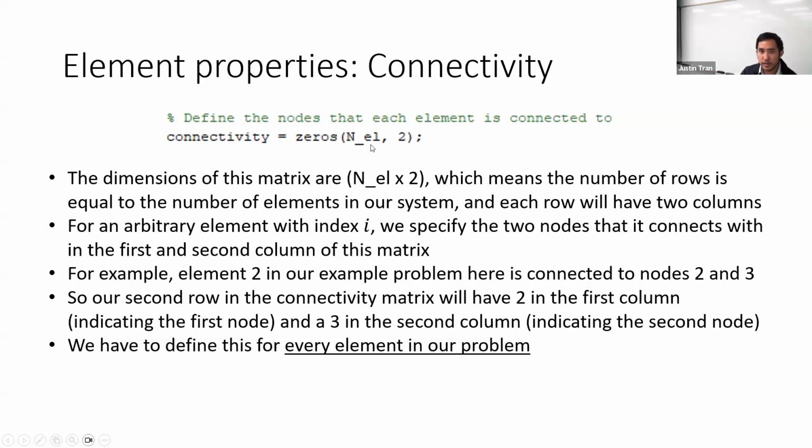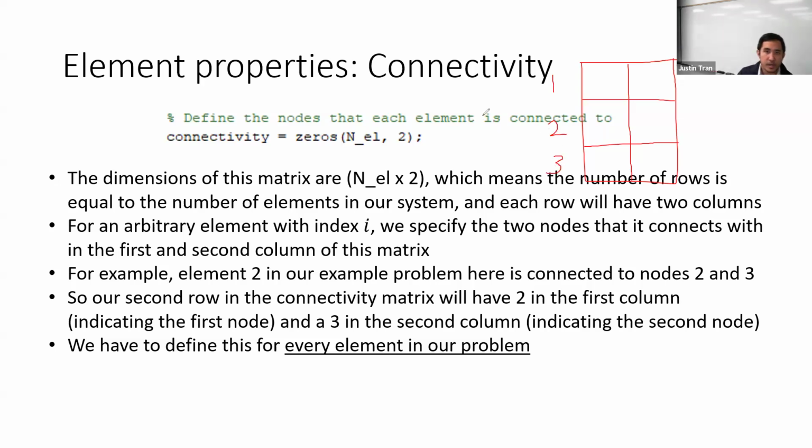And the number of columns in this is going to be 2. The way it works is that, for any given element, we're going to go to that row in the connectivity matrix. Actually, let me draw out the connectivity matrix here. For our particular problem, our connectivity matrix is going to have 3 rows because we have 3 elements here. This is going to be element 1, this is going to be element 2, and this is going to be element 3.